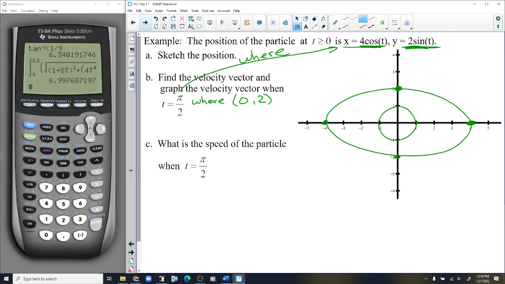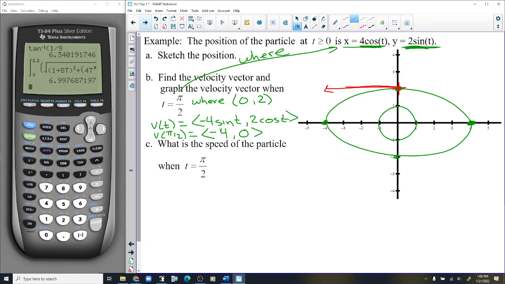Now we need the velocity vector. That's negative 4 sine of t and 2 cosine of t. And now v of pi over 2, sine of pi over 2 is 1, so negative 4, and cosine of pi over 2 is 0. So negative 4, 0 is the velocity vector, but we're plotting the velocity vector up here at the point that we're talking about. So negative 4, 0 is over this way.